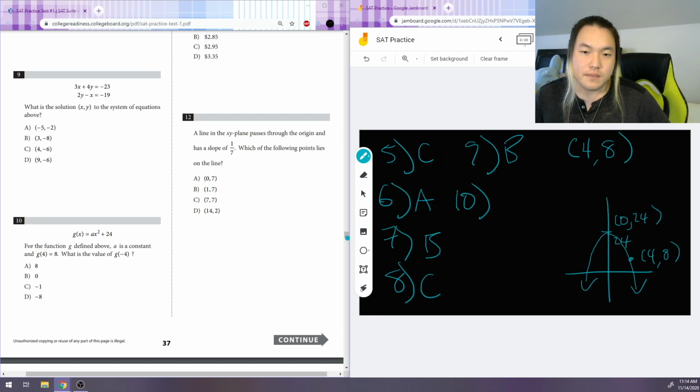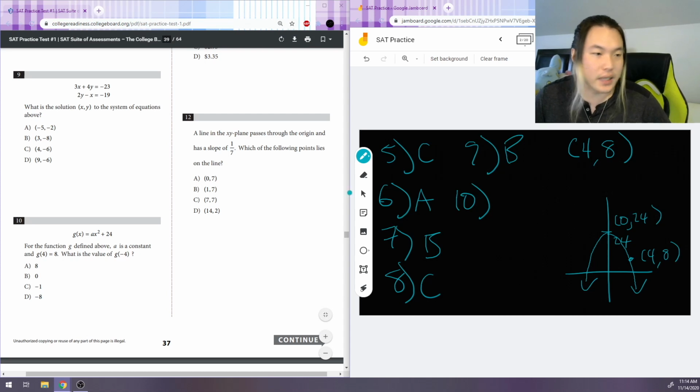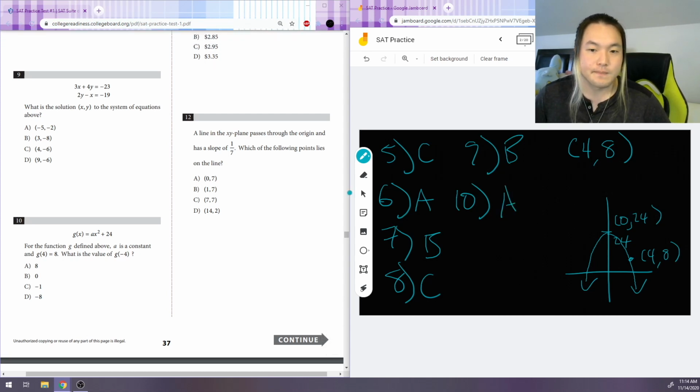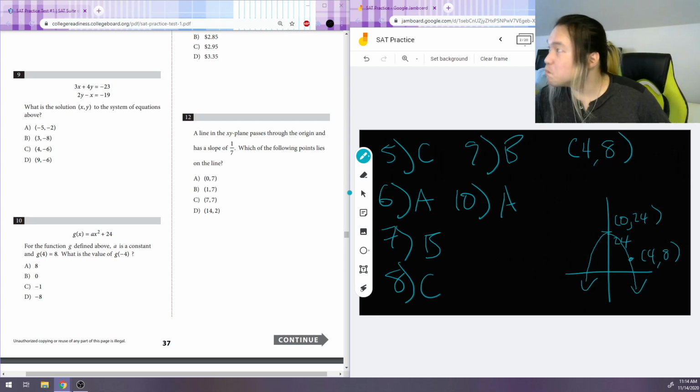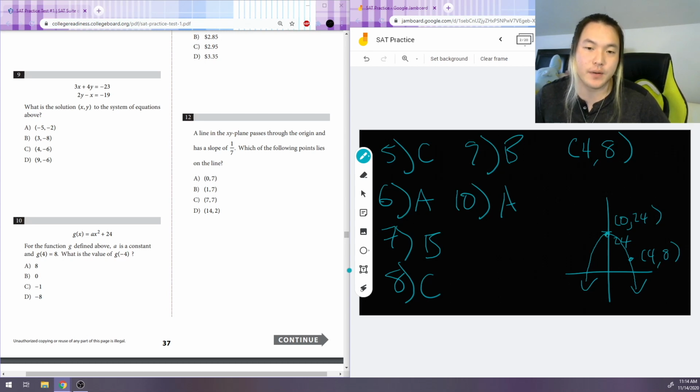since it's symmetric, g of negative 4 will also be 8. It's a parabola. There's no b term, just ax squared plus 24. That means we have a vertex at 0, 24, and it'll be symmetric on both sides of the y-axis. That means if we have 4, 8, we must also have negative 4, 8.